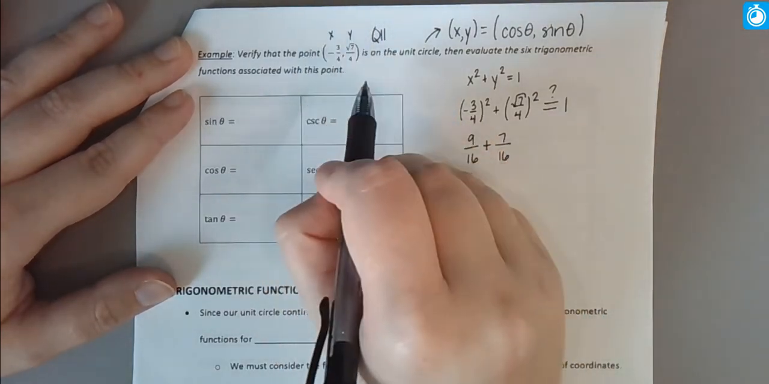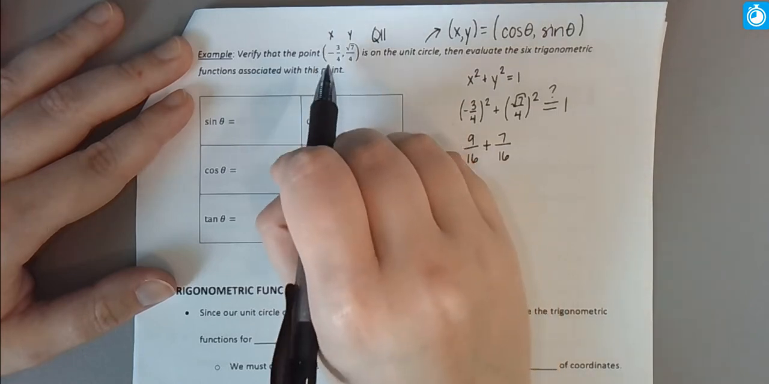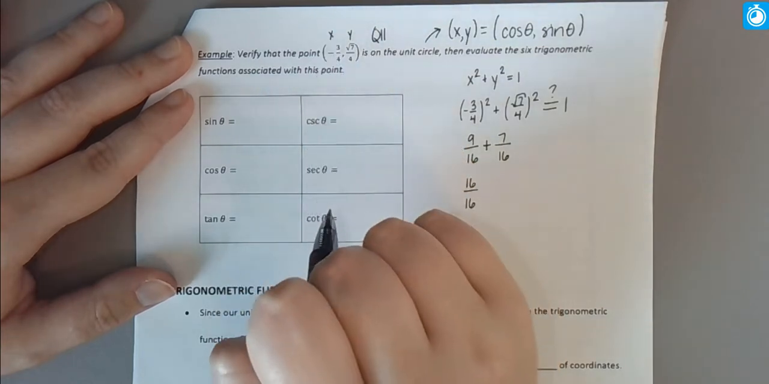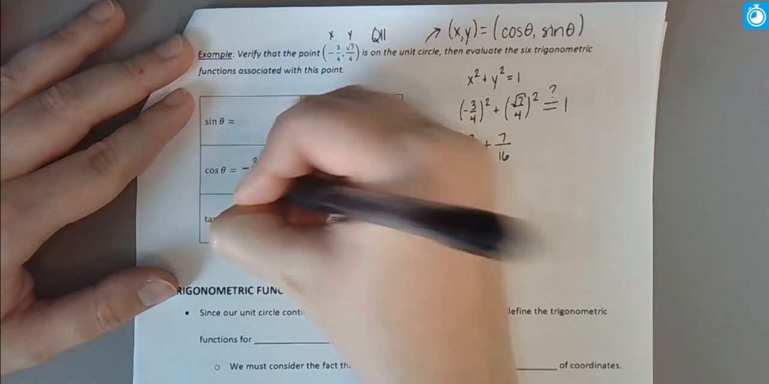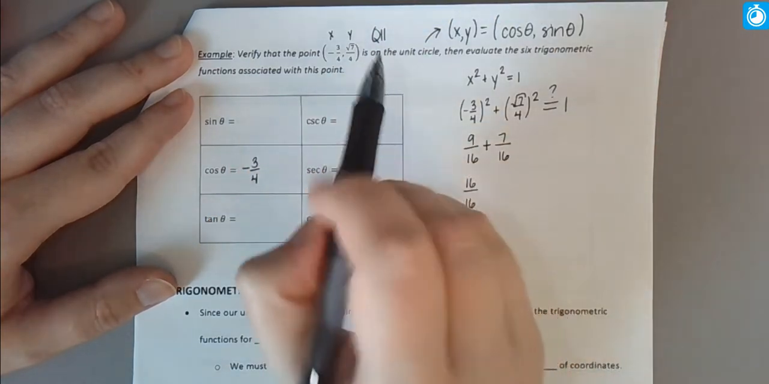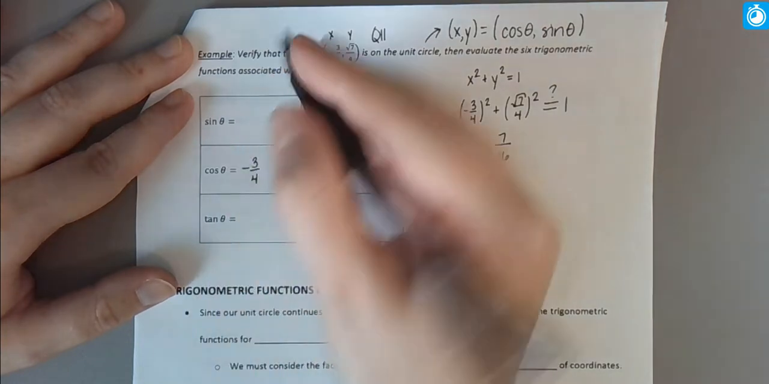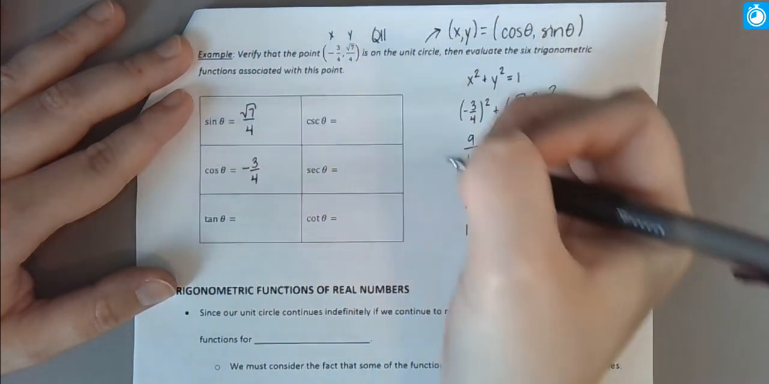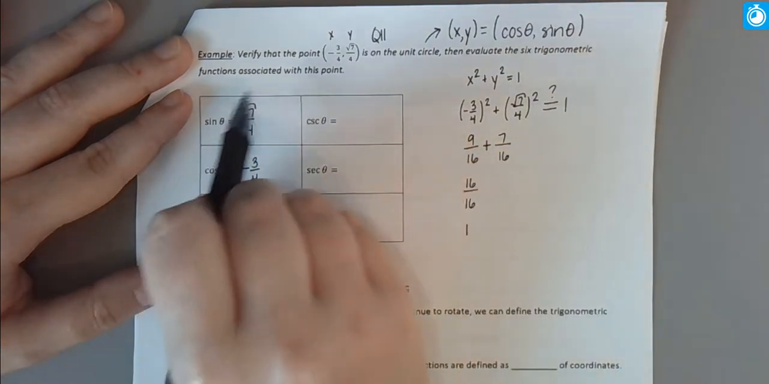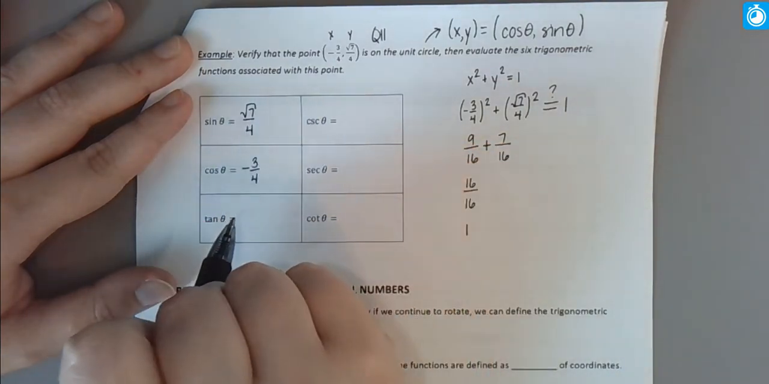So if this is our ordered pair, then we know our x-coordinate is going to correspond to our cosine. So our cosine is going to be -3/4. And then our sine is going to correspond to our y-coordinate. So sine is going to be √7/4.